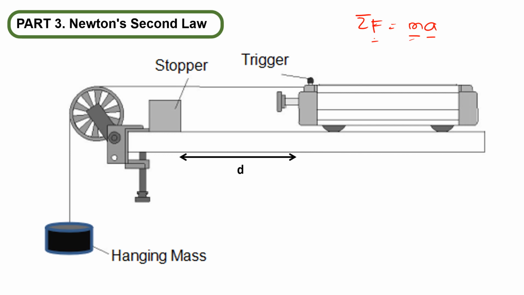So we have two objects here. The first one is the hanging mass, and the second is the dynamics cart.